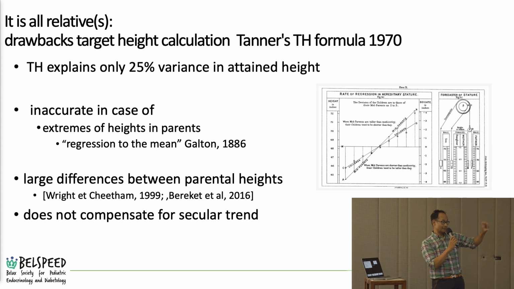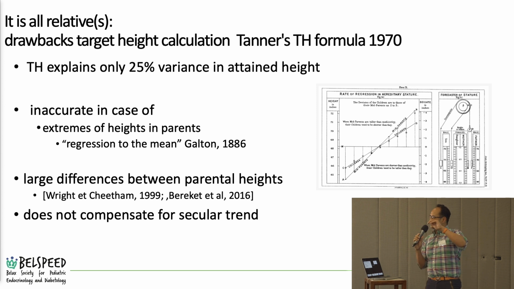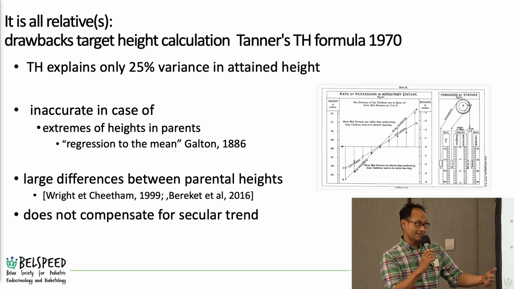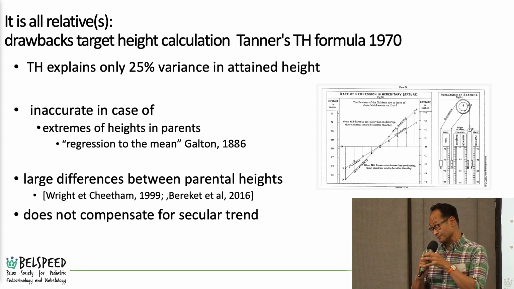So that's the large difference between the parental heights, and it doesn't compensate for secular trend. Secular trend means that every generation gets a bit taller by the era. So it doesn't compensate for that either. So there are some relative drawbacks to the current target height calculation and the target height range we use at this point.